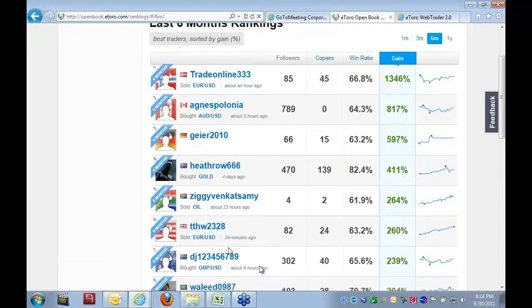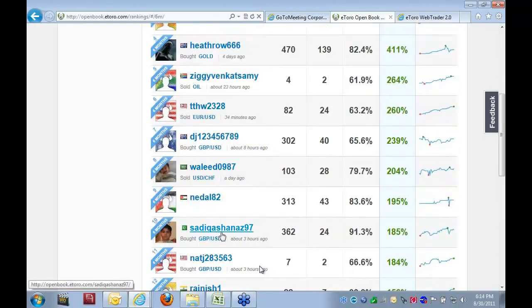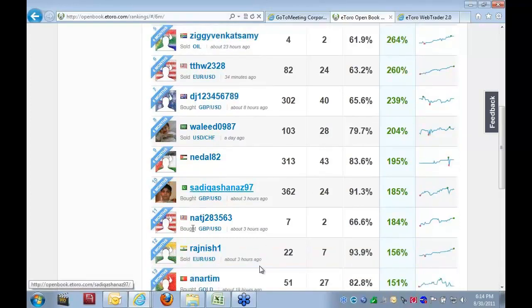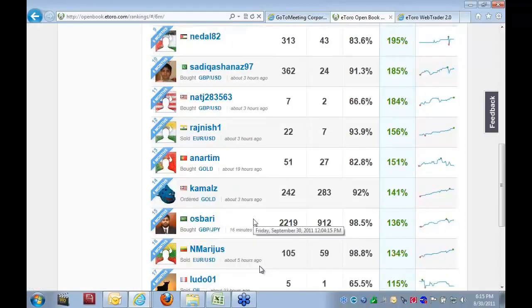Let's choose this trader, okay, from Malaysia with 260%, or you know what, maybe this trader would be better. Sadiq Kashanas, 97, okay, he's from Saudi Arabia, looks like a kid. Maybe I should trust someone who's a little bit older, or maybe it's a wonder boy or a son of the trader, because we're not letting people who are under 18 trade in our platform.